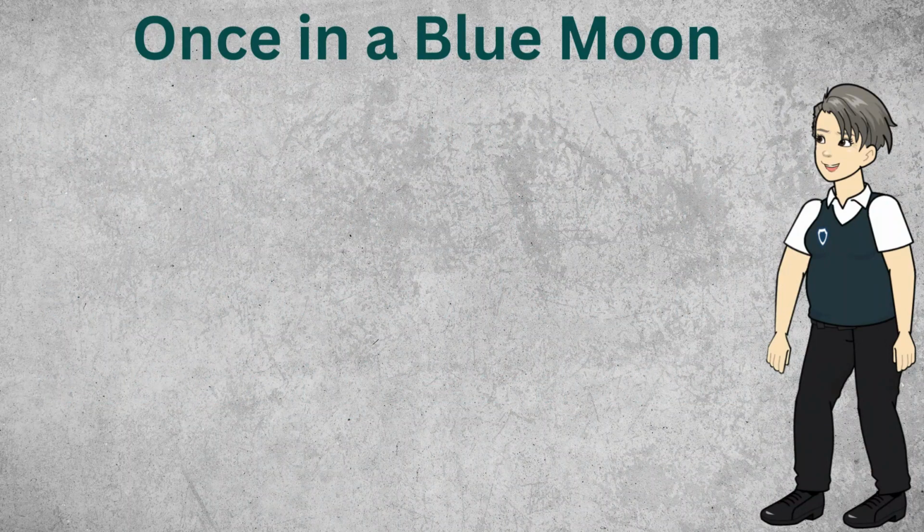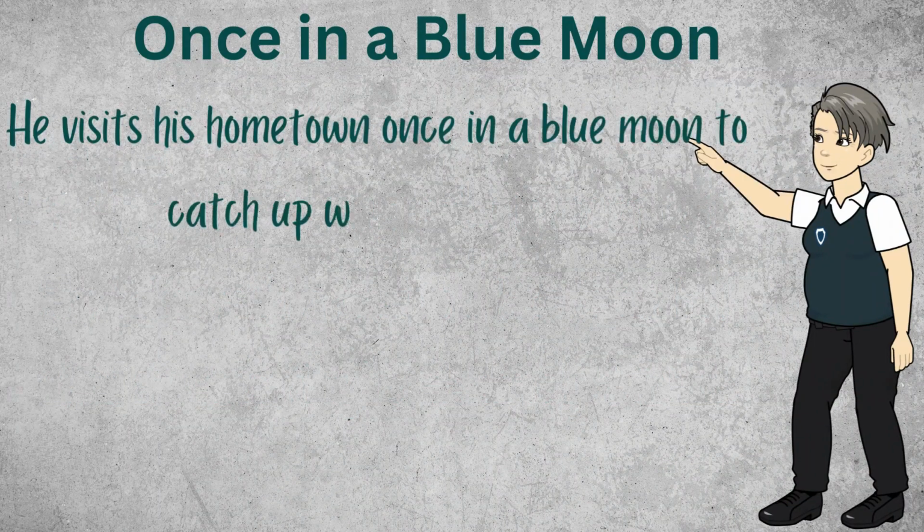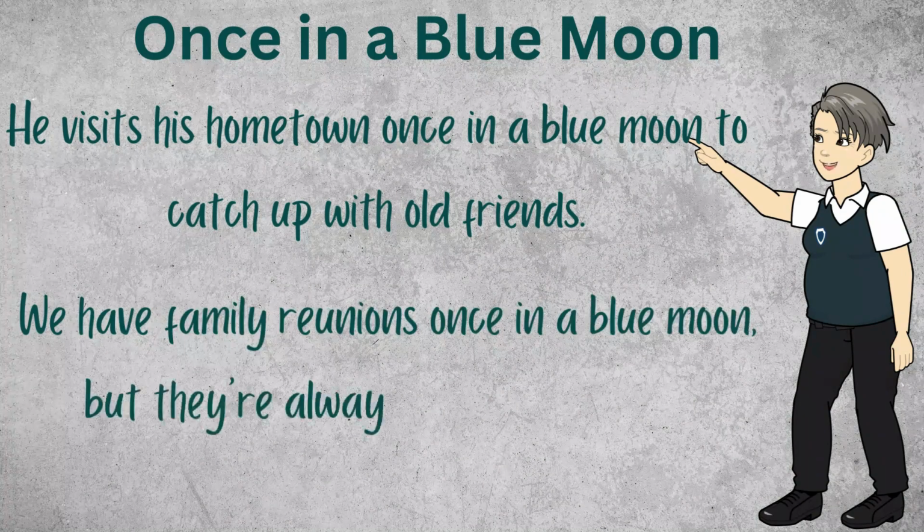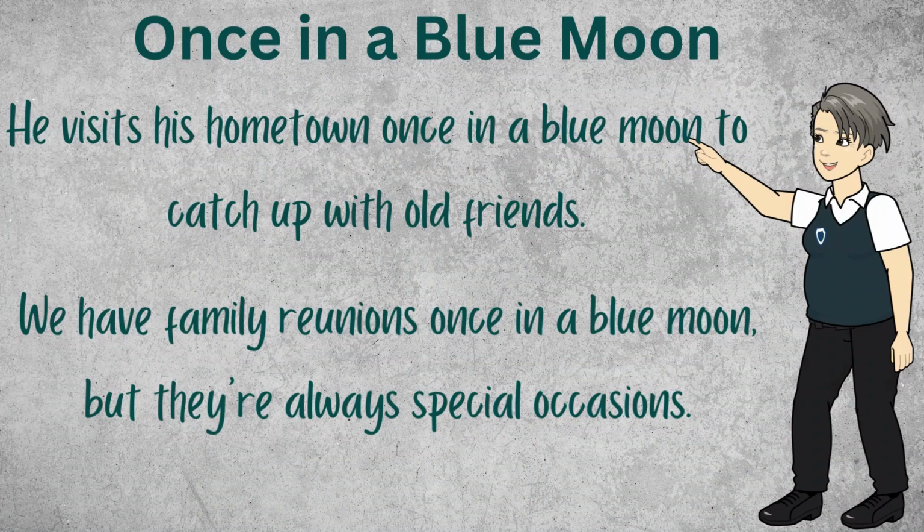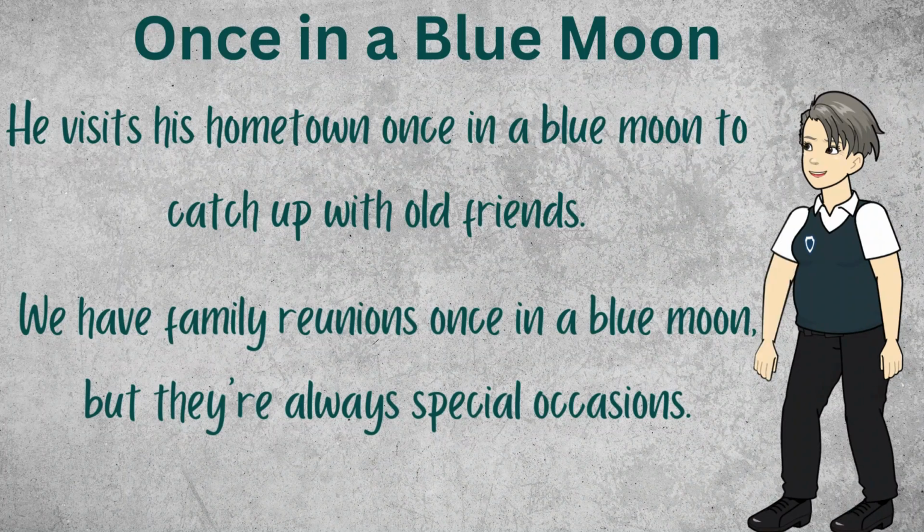Let's create some more. He visits his hometown once in a blue moon to catch up with old friends. Let's try another. We have family reunions once in a blue moon, but they're always special occasions. This sentence communicates that while the family reunions occur infrequently, they are deeply appreciated and treasured as special and memorable moments whenever they do take place. Now, let's see some more common expressions that native speakers use in their daily life conversations.